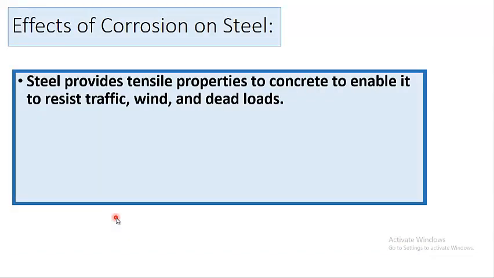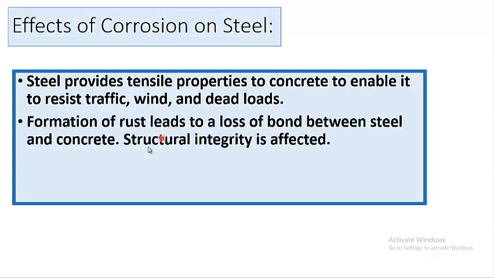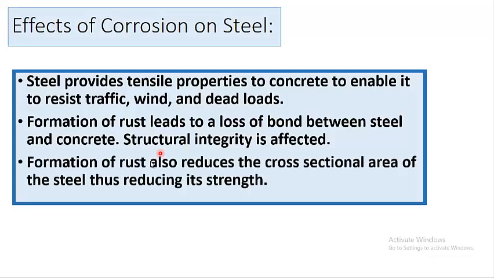Now, what are the effects of corrosion on steel? Steel provides tensile properties to concrete to enable it to resist traffic, wind, and other dead loads. Formation of rust leads to loss of bond between steel and concrete, and structural integrity is affected. Formation of rust also reduces the cross-sectional area of the steel, thus reducing its strength.